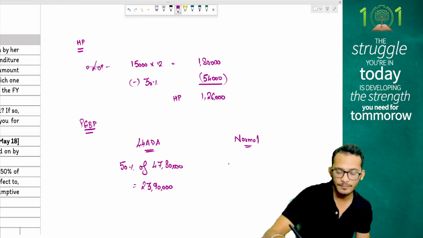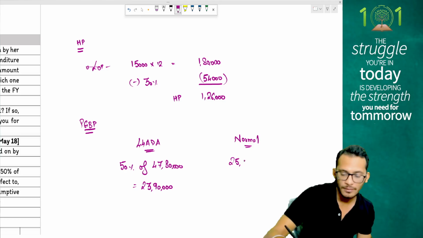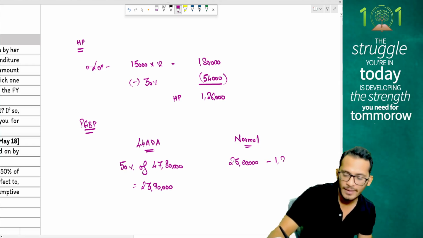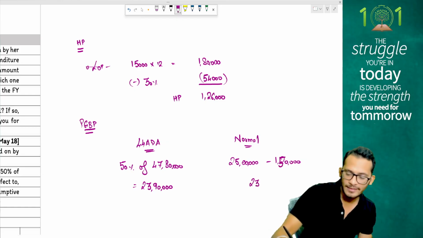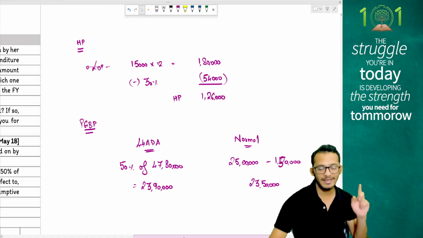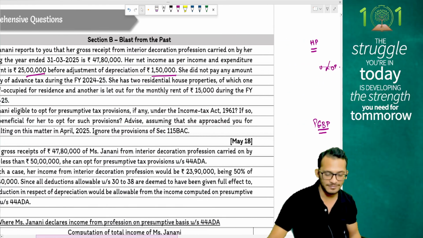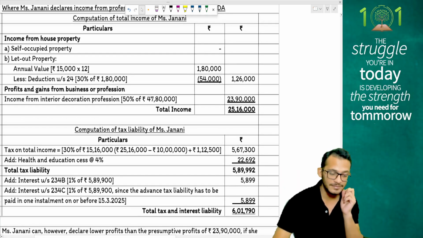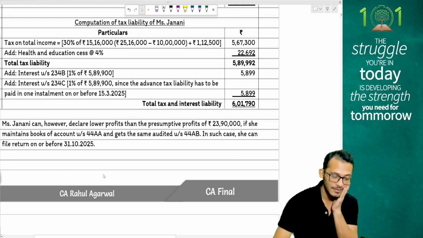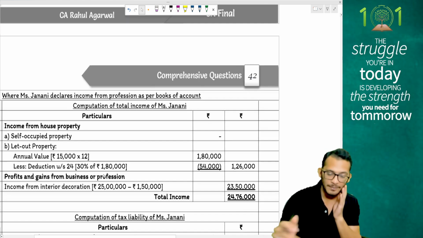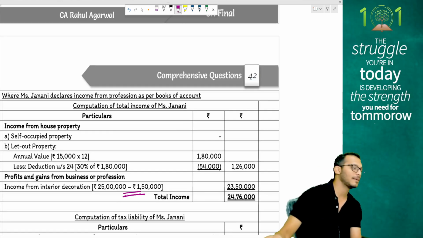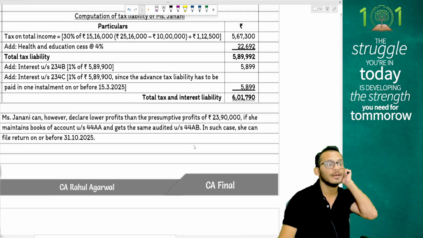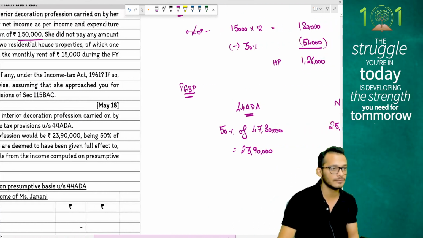Normal provision income is exactly 25 lakhs, minus 1,50,000 depreciation, giving me 23,50,000. Now let's check once quickly whether the ICAI has plus the 1,50,000 or minus the 1,50,000. Yes, it has minus 1,50,000, which means depreciation as per income tax. That's what I said, people. English can make a difference.